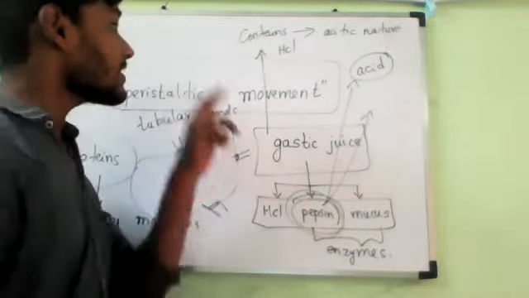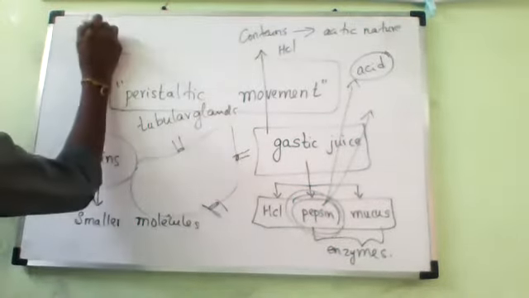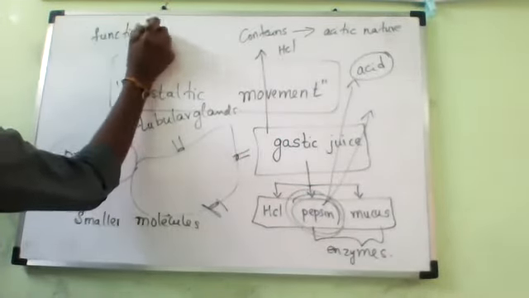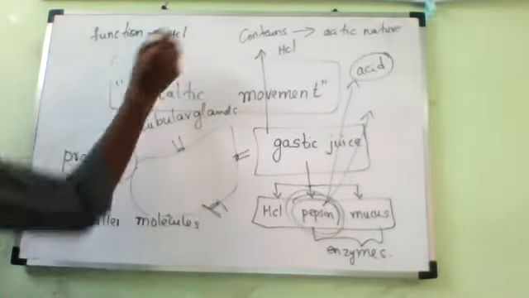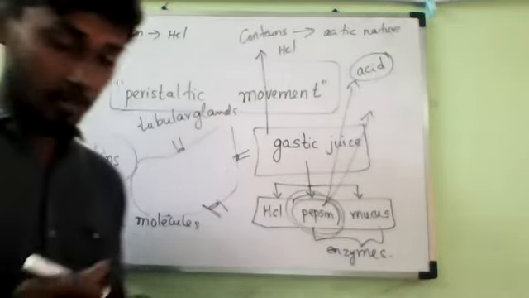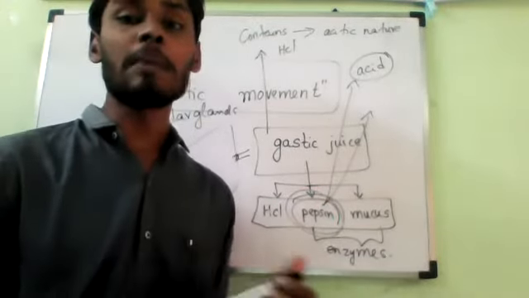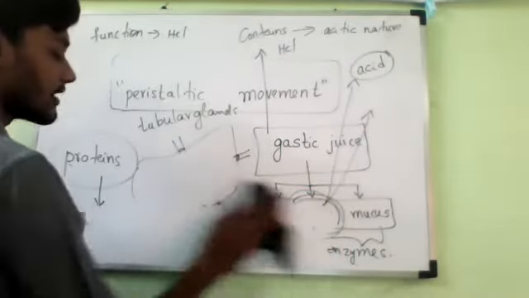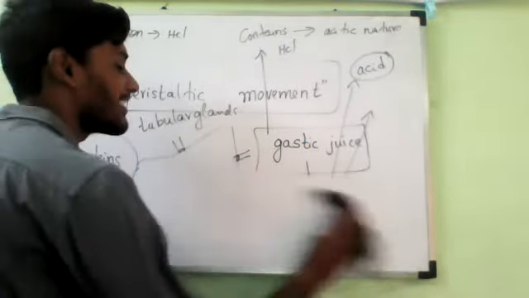So what is the function of this hydrochloric acid? That is what I am asking. If we take the function of hydrochloric acid, it is just one thing: it will make the medium of gastric juices acidic. The medium of gastric juices is which medium, acidic medium or basic medium?